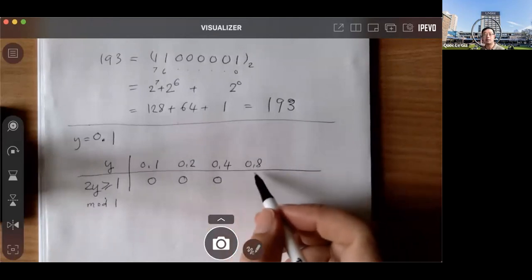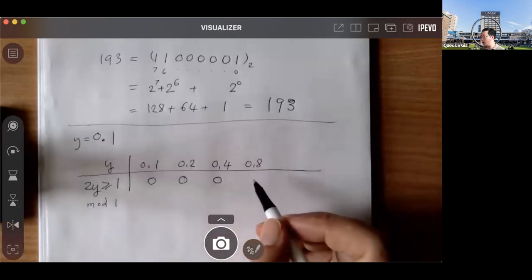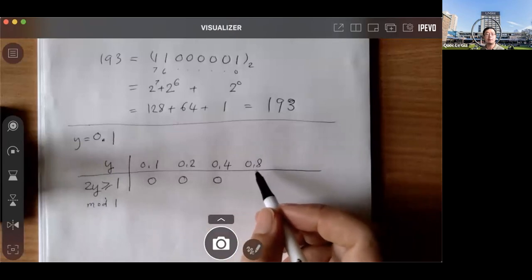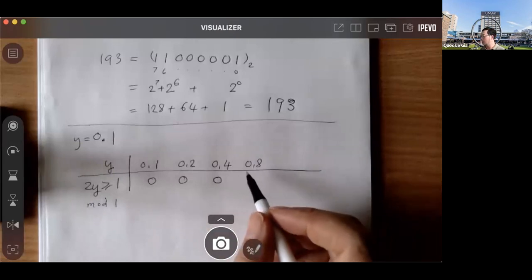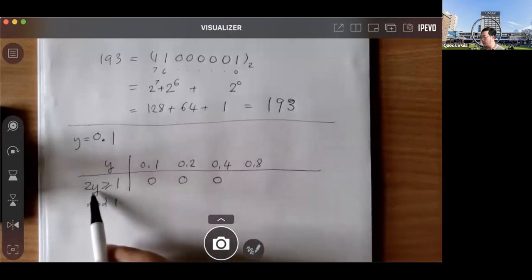Sorry, what do you mean by modulo 1? It's a good question. I will show you right in this step. Modulo 1 just means that if it's bigger than 1, then we have to take off 1, because you keep multiplying.